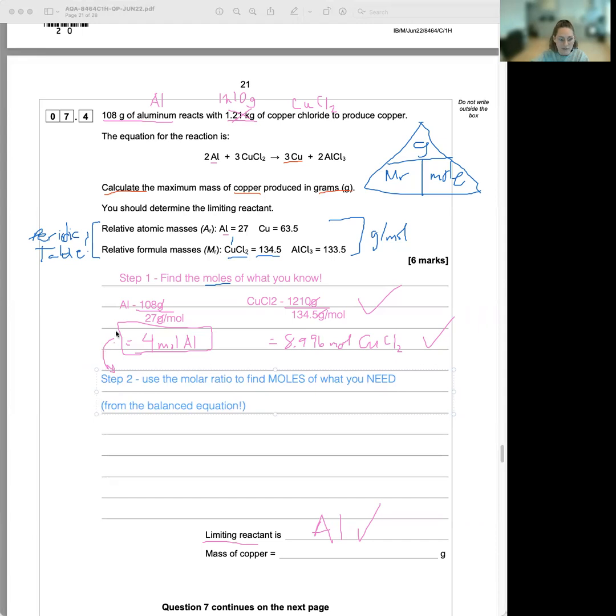Right, so I'm going to take that 4 moles that I calculated from step 1. Here I am bringing it down there. There we go. And I'm going to just rewrite it, 4 moles of Al. The reason I don't care about copper chloride is because it's not the limiting reactant. So I'm only doing this step with the limiting reactant. So that makes it 100 times easier. Now what I'm going to do is times it by my molar ratio.